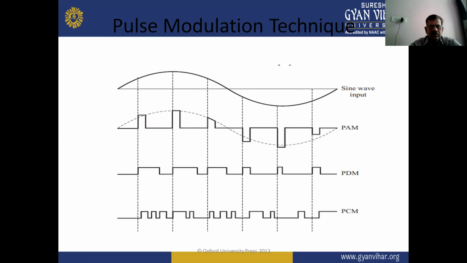In this waveform, we see the pulse modulation techniques. The first wave shows the sine wave input, and the second waveform shows the pulse amplitude modulated waveform. Next one is the pulse code modulated waveforms. So these are the different waveforms of different modulated signals.